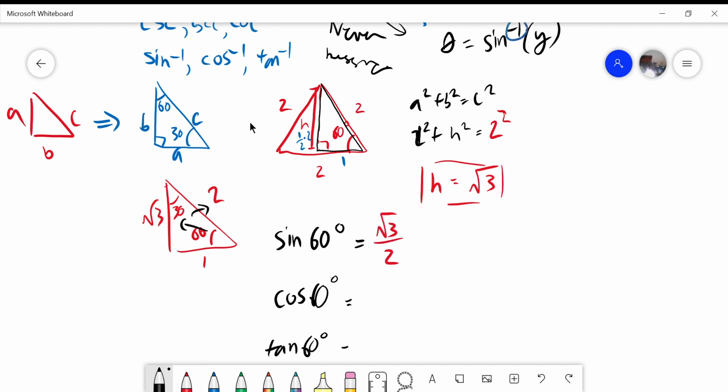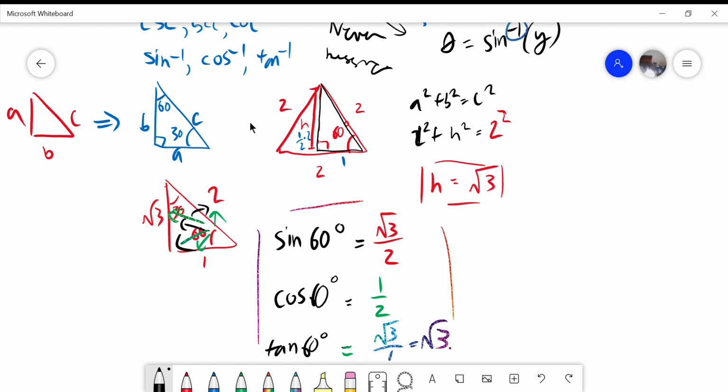Now, cosine of 60 is adjacent over hypotenuse. So that is in fact going to be equal to exactly 1/2. Now we got tangent of 60, which is opposite over adjacent, which we get as root 3 over 1, which is just root 3. These are all the values of 60 degrees for these functions.